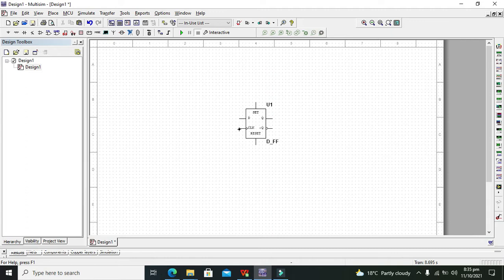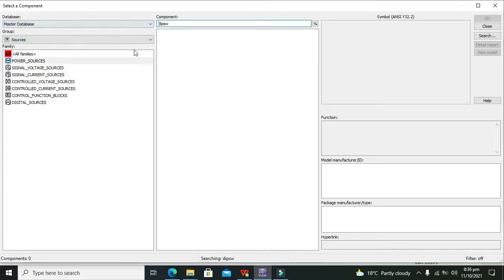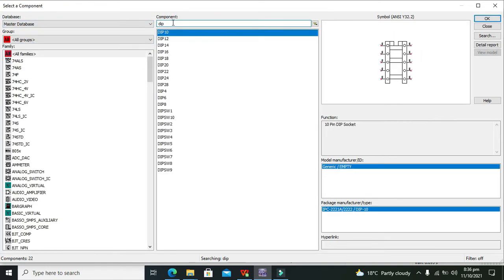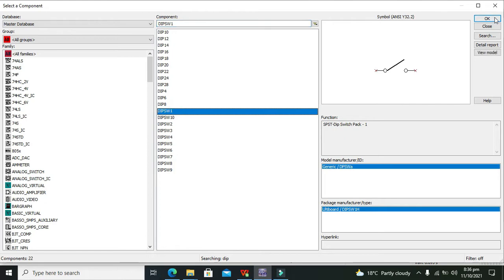And for clock, as our states or outputs will respond to the positive edge, it means that when the clock goes from 0 to 1, that is, if there is a positive edge transition, then our input will give us some sort of output. So for it we need to go and take two dip switches, and we will place them like that.